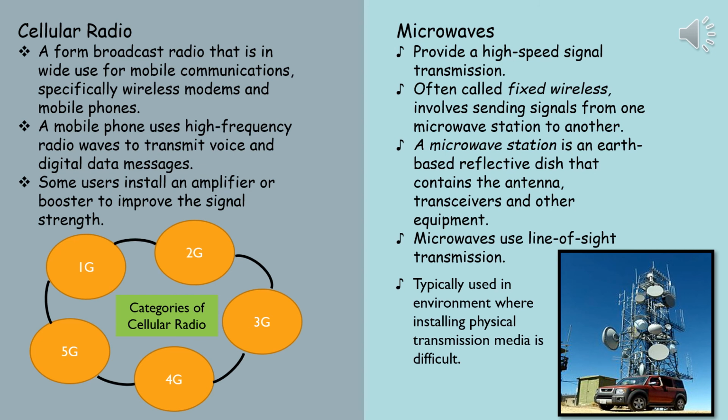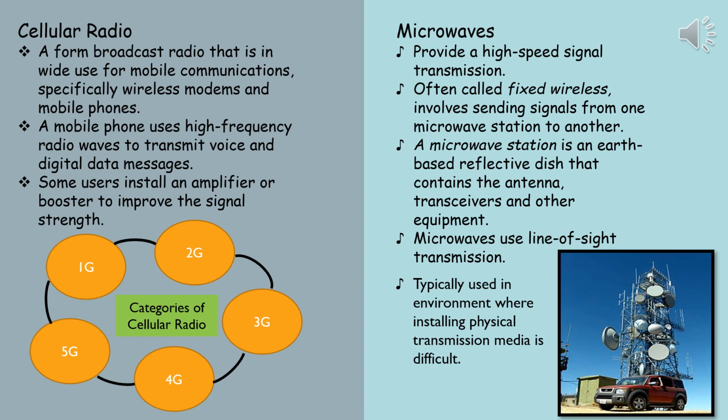Next wireless transmission media is microwave. Microwaves are radio waves that provide a high-speed signal transmission. Microwave transmission, often called fixed wireless, involves sending signals from one microwave station to another. A microwave station is an earth-based reflective dish that contains the antenna, transceivers, and other equipment necessary for microwave communications. As with infrared, microwave uses line-of-sight transmission.